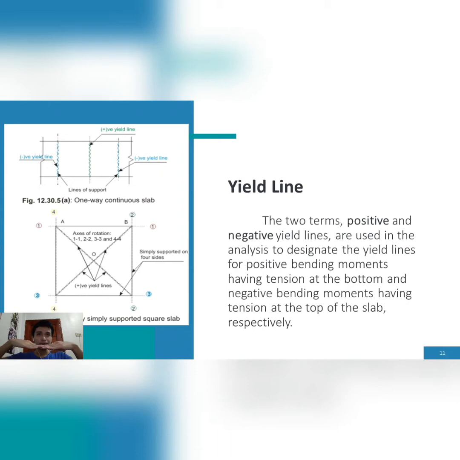So, sa negative naman, malapit siya sa may support o sa may mga gilid ng slab. So, syempre, yung baba, parang fix siya. Pero yung taas nun, under din siya ng tension kasi bababa nga yung slab, so mababanat din yung nasa taas. So, yun lang po yun.